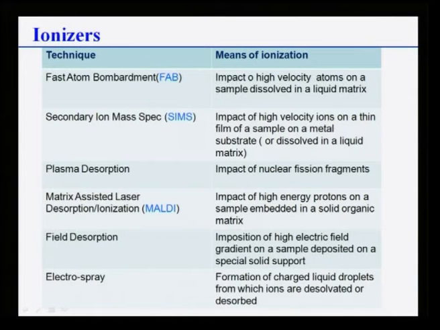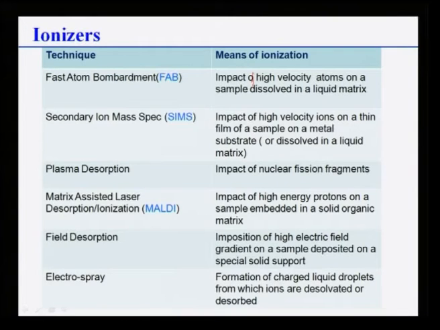How do you ionize actually? That is what we must know. There are different ways of ionizing. First one is known as fast atom bombardment, or FAB. This is nothing but impact of high velocity atoms on a sample dissolved in a liquid matrix. If you have high velocity atoms like argon or oxygen or cesium, and these atoms are allowed to fall on a sample which is kept inside a liquid matrix, it can create ions of the atoms in the sample.